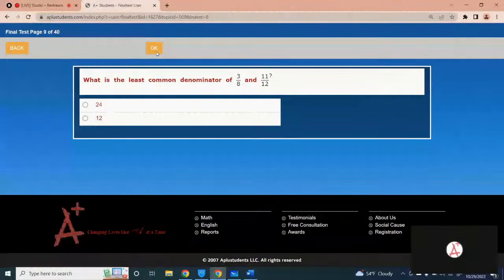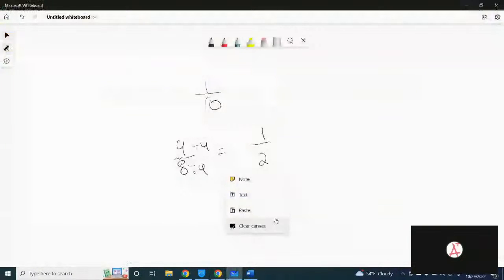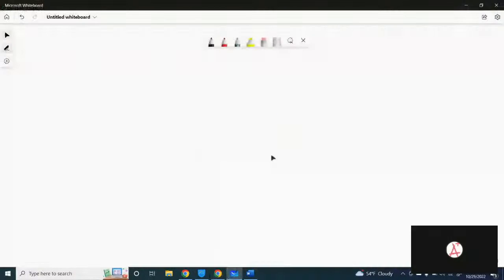Okay, what is the least common denominator of 3 by 8 and 11 by 12? You have to find the least common denominator of 3 over 8 and 11 over 12. So for least common denominator, you have to write the prime factors of both the numbers.